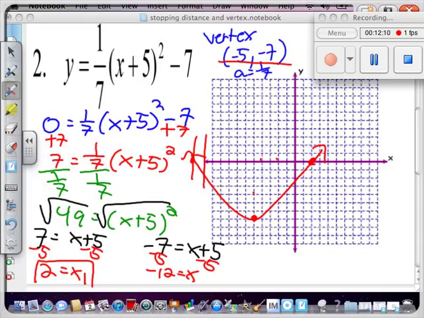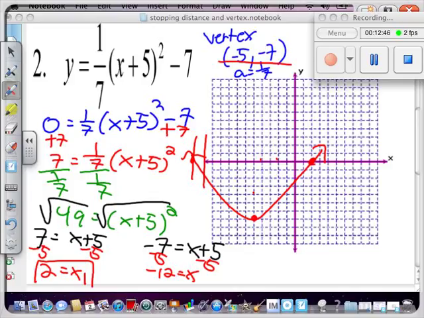What do we think? Should I go over what the steps were? Number 1, find your vertex. Number 2, plug in 0 for y. Solve, and you're going to get 2 x values, 1 x value, or no x values. Then you're going to plot your 3 points: your vertex and your 2 values where it zeros. These 2 values, x equals 2 and x equals negative 12, are your zeros, your roots.